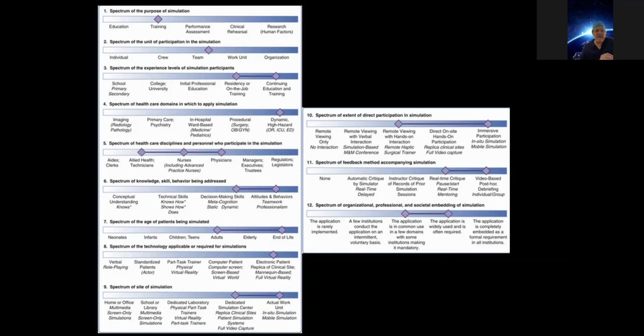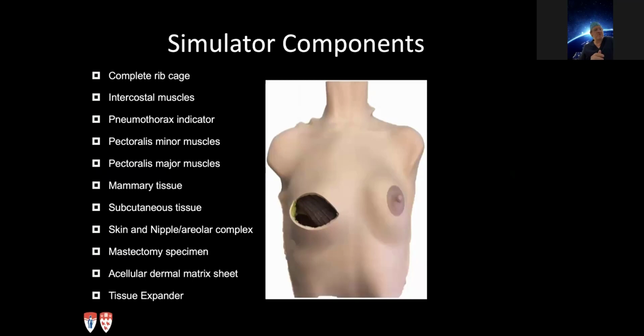What is the spectrum of feedback you are getting? It's very often a real-time debriefing right afterwards, a real-time mentoring. And what is the embedding of the simulation in the specific organization? Is, for example, the application of what you do in the simulation, is that rarely implemented or embedded in your hospital, for example, or not? So these are the 12 key aspects which every simulator and every simulation needs to be looked at. And the next slide shows you components. Simulator components are very important in how you actually make them.